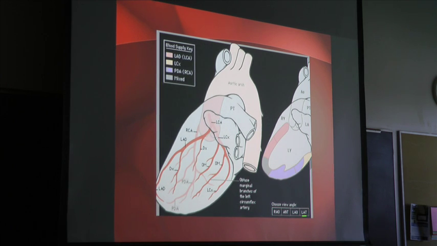This is showing the circumflex artery. It looks light in color here, and then it seems darker, and that's just because it's wrapping around the heart, so I guess they make it a lighter color if it's around the back of the heart.